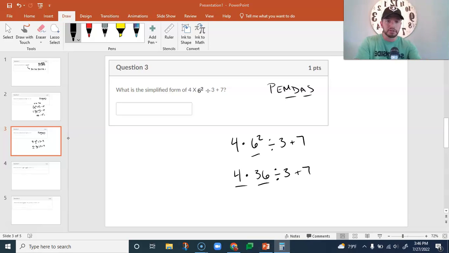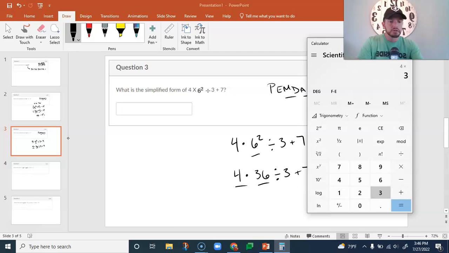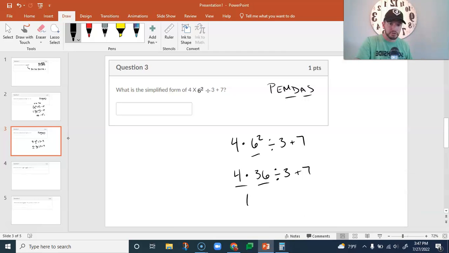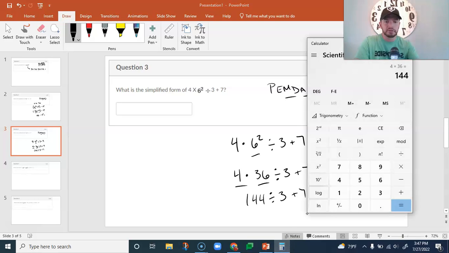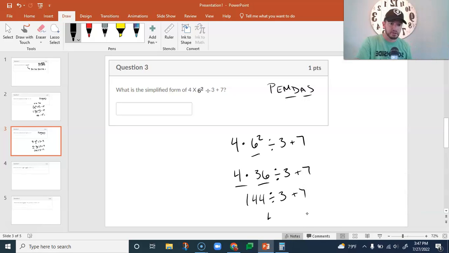So let's pull up our calculators. And we get 144 divided by 3 plus 7. And then the next thing is going to be division, so we'll divide by 3. You get 48 plus 7, and that'll get you your answer.